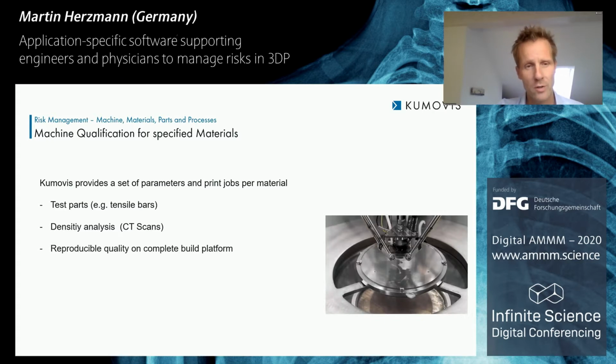So we can ensure the reproducibility quality of the complete build platform, not only parts of that build platform, and can document this, for example, on homogeneous crystallinity, which is crucial for polymer printing, etc. So what we are talking about here is only the machine qualification. The specific part of the customer does not yet play a role. And we do this per material, because this is key if we talk about the materials.